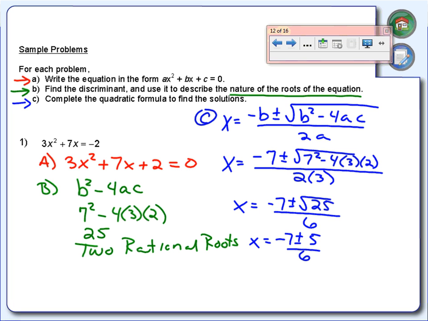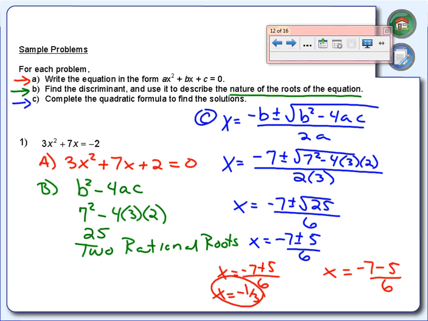So how do we get the 2 rational roots? We're going to take this and we're going to split it apart. Notice there's a plus and a minus between the 7 and the 5. So to find one of the answers, we're going to do negative 7 plus 5 divided by 6. To get the other one, we're going to do negative 7 minus 5 divided by 6. So for the first one, what is negative 7 plus 5? Negative 7 plus 5 is negative 2. And negative 2 divided by 6 can be reduced to what? Negative 1/3. There's one of your rational roots.